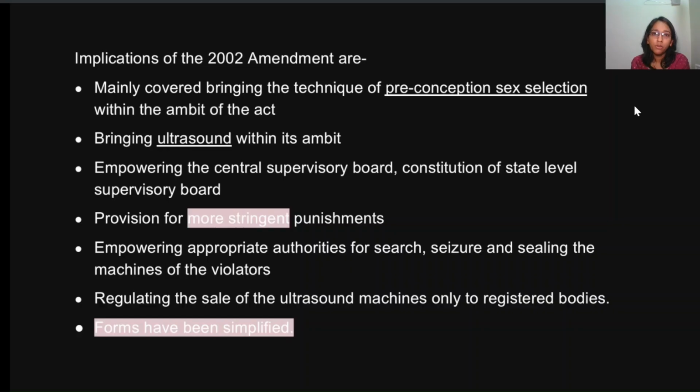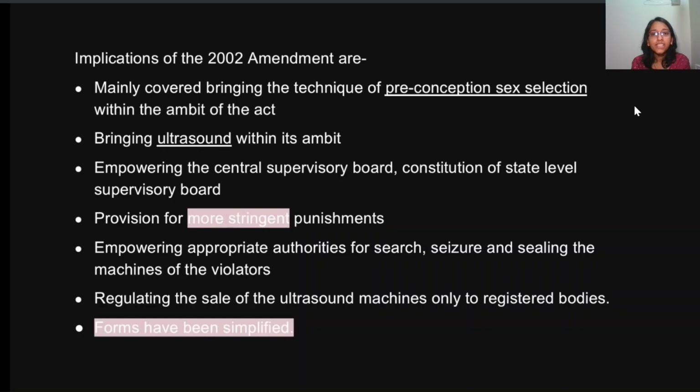Empowering the Central Supervisory Board, constitution of state level supervisory board under its act. It also brought provision for more stringent punishments. Empowering appropriate authorities for search, seizure and sealing of the machine of the violators of this act. So whichever ultrasound center, institute or hospital violates this act, appropriate authorities are empowered to search the institutes and seizure of the ultrasound machine and sealing of the machines.